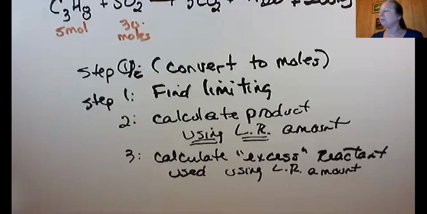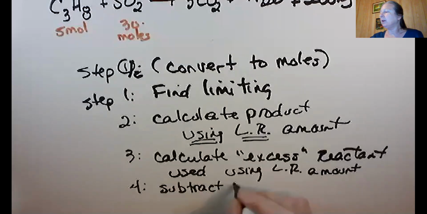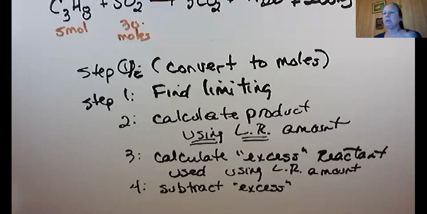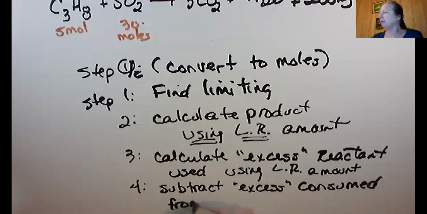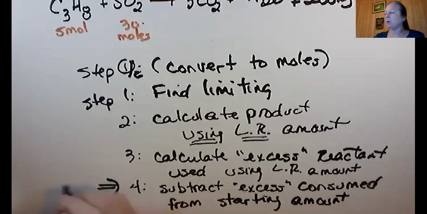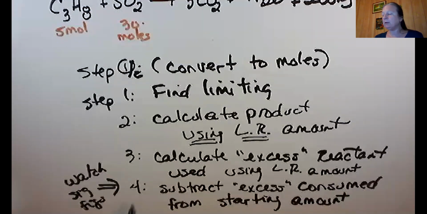And then if you are asked how much excess is left over, usually you are, subtract the excess consumed in step three from starting amounts. The excess is the one that's not the limiting reagent. When you do this one, you're doing mixed math, so watch your sig figs. You're doing a combination of multiplication, division, and then subtraction. So be careful for step four, you have to watch your sig figs. I showed in the lecture, keep track of the number of sig figs and the placement. So these are your steps. I did this making the cake, and we're doing this with our chemicals.